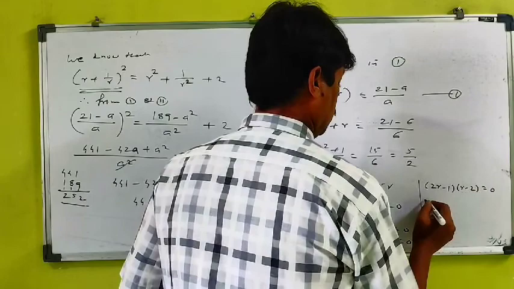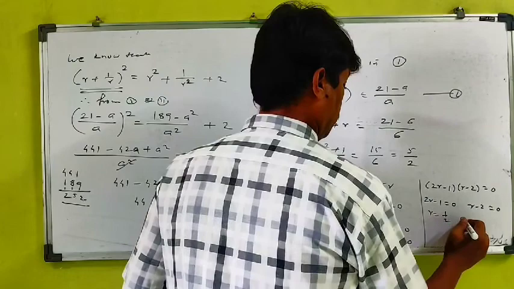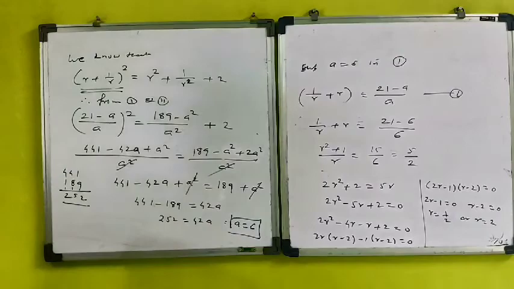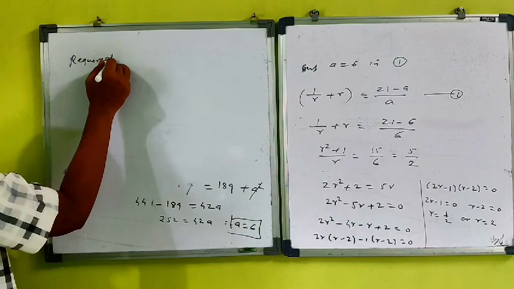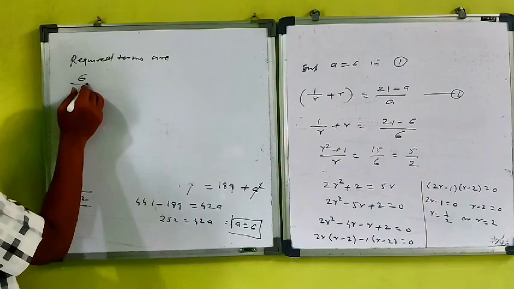So r is equal to 1/2 or r is equal to 2. These are the two possibilities: r equal to 1/2 or r equal to 2. So the required terms are 6 divided by 1/2, and so on.